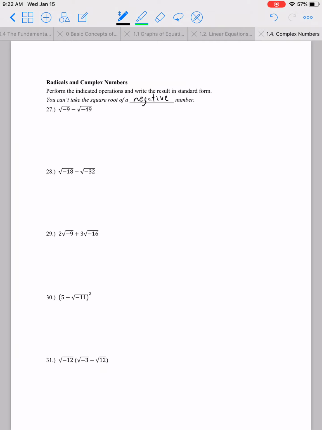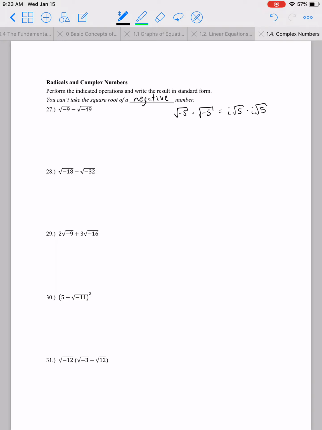Okay, so for example, if you have something like the square root of negative 5 times the square root of negative 5, the first thing you're going to want to do, other than writing it a little more neatly than I did, is make this i times the square root of 5 times i times the square root of 5. You're going to get rid of those negatives that are inside and bring the i out front.